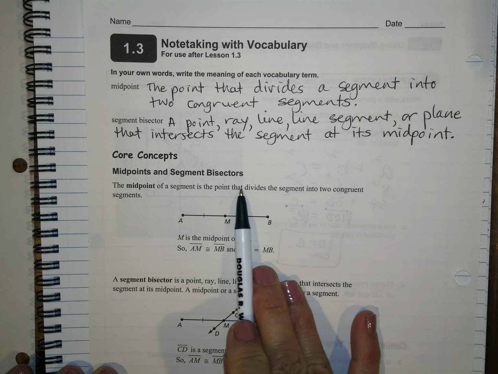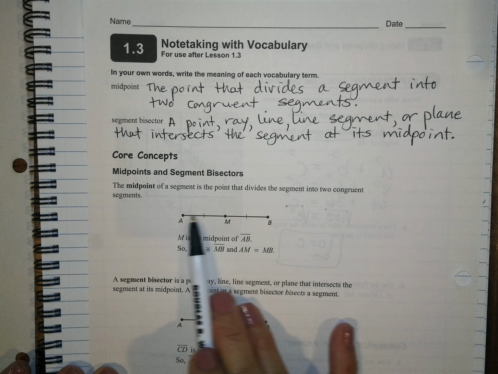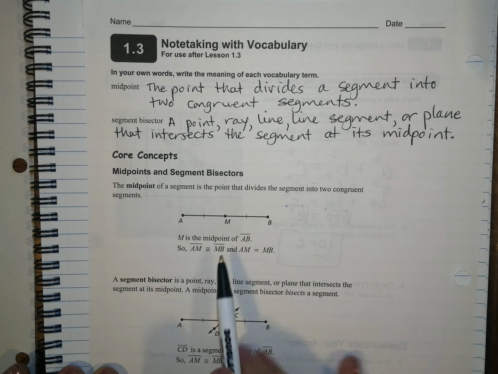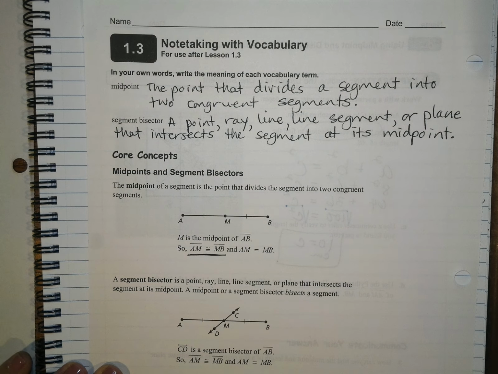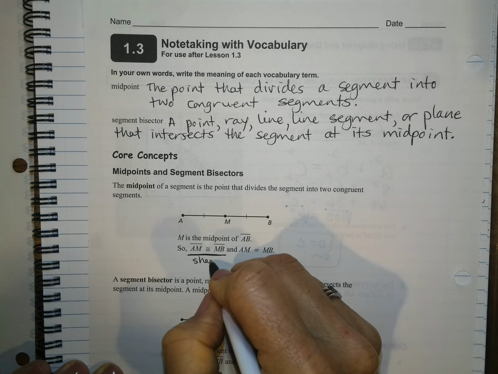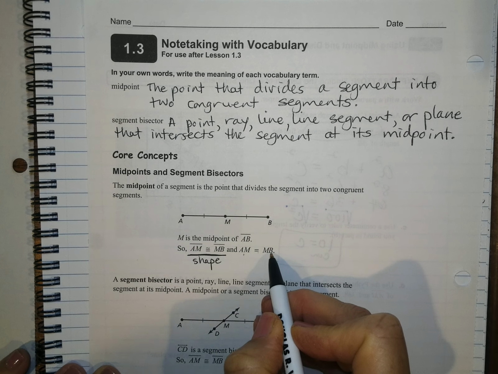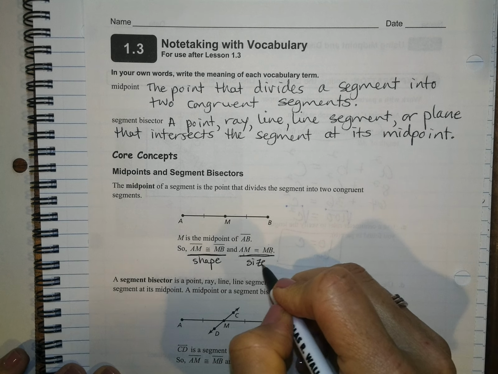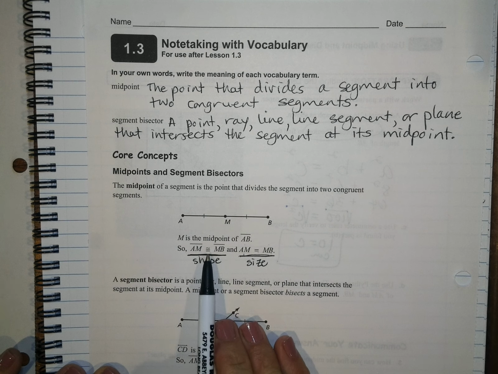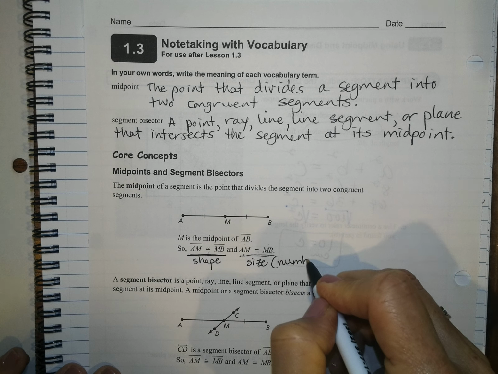The midpoint of a segment is the point that divides the segment into two congruent segments. So if M is the midpoint, then AM is congruent to MB. And we can write that AM segment is congruent to MB segment. Remember, that's the shape. But if we write AM equals MB, these are numbers. There's no symbol up there, and these are size. Congruent means shape, equals means size. So this is where you will always have numbers.